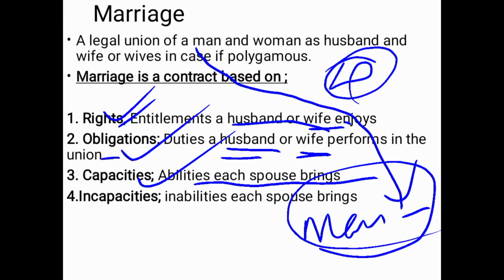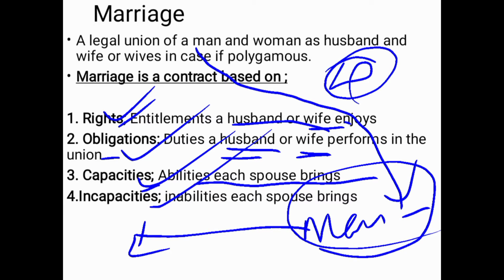In some cases, some women are not able to provide the material requirements such as food, clothes, and everything. Here comes a man with a job. He is able to provide everything. So a man has come with a capacity, an ability to provide the material requirements. So those are capacities. The fourth one is incapacities.